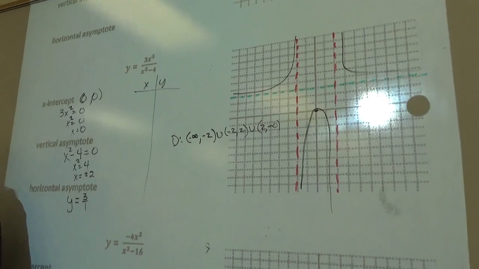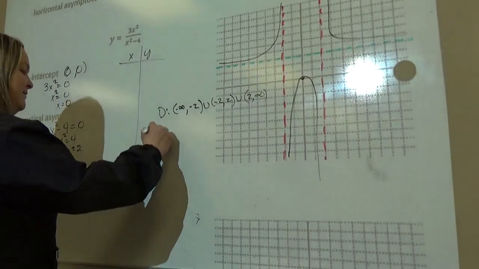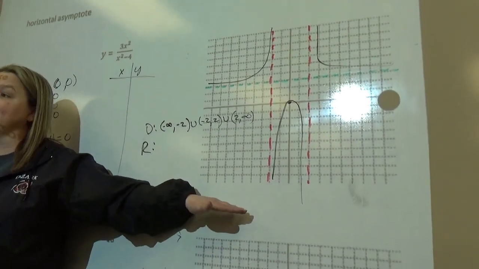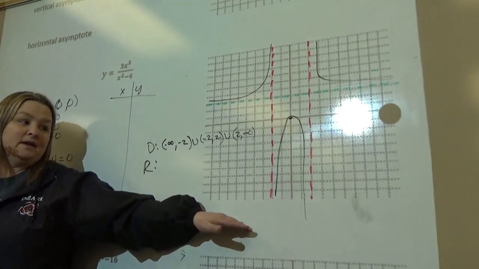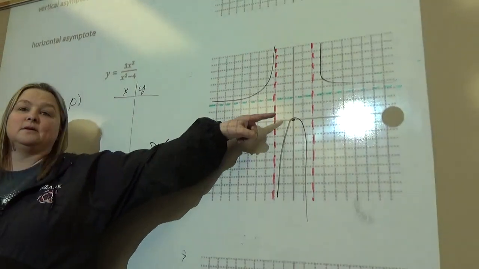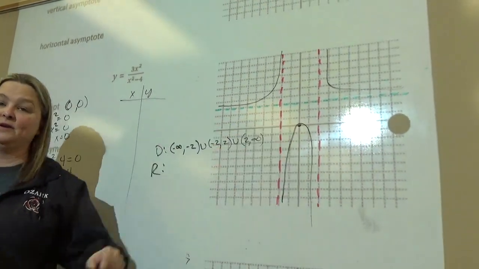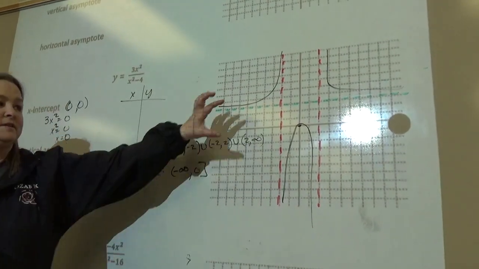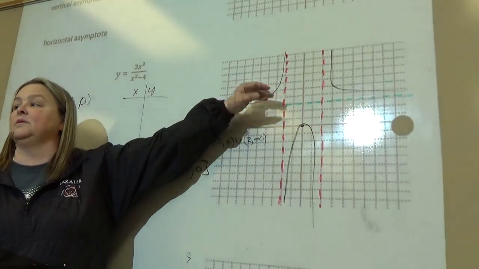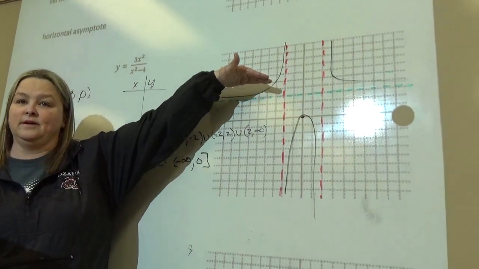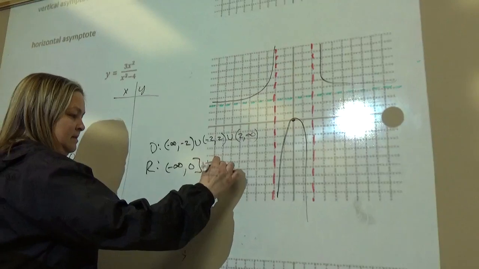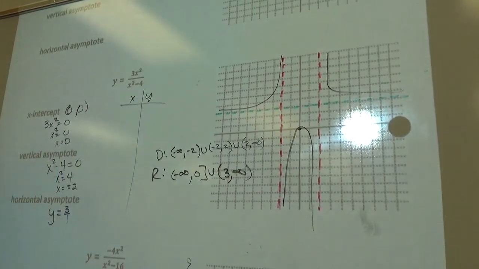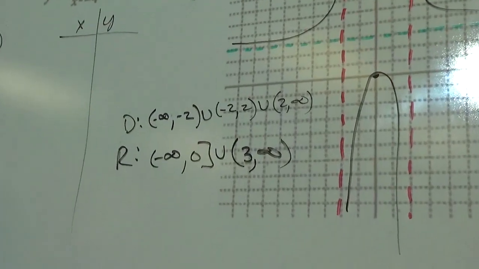The range looks a little different because we have a spot in there that doesn't have anything. So what's the smallest y value we could get? Negative infinity. And then it goes all the way up to 0. And do we include 0? Yes. Yep. And then there's nothing, right? Until we get to 3. Not inclusive to infinity. Questions about that one?